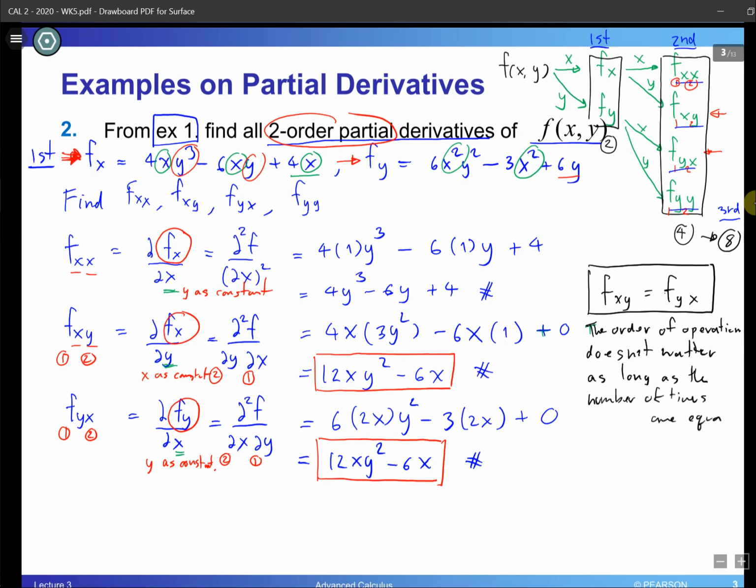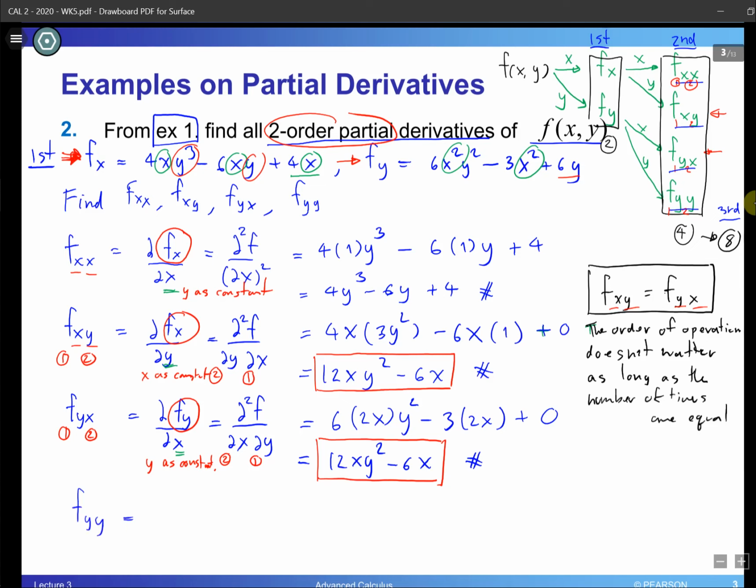For example, this one, we differentiate with respect to x once and y once, and same here. X once and y once on the left hand side, and y once and x once on the right hand side. As long as the number is equal, then you have the same result, even though the order can be switched around. Okay, the last one, the last second order partial derivative, f of y and y.